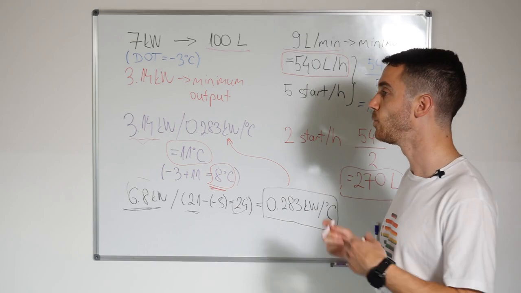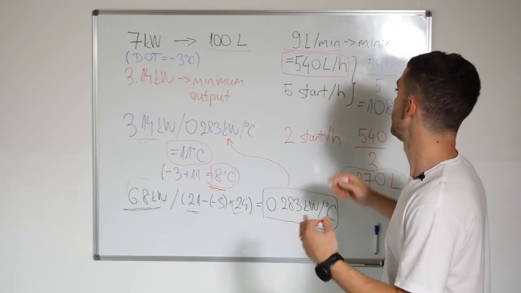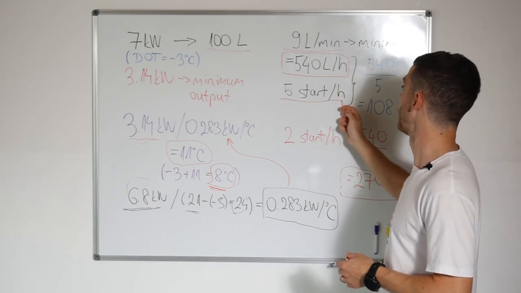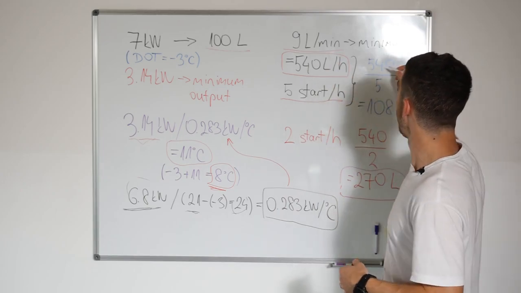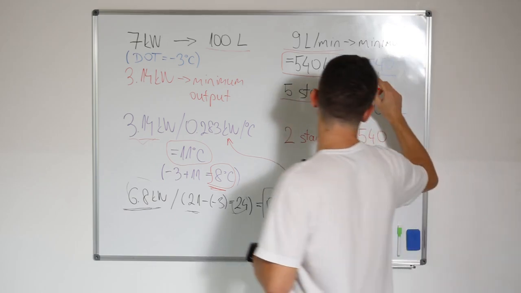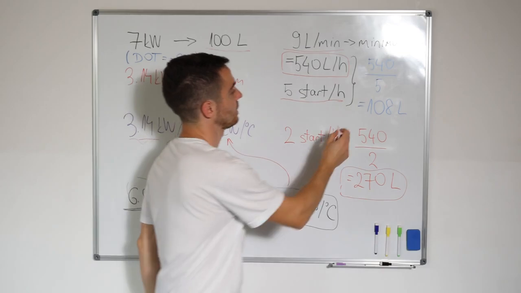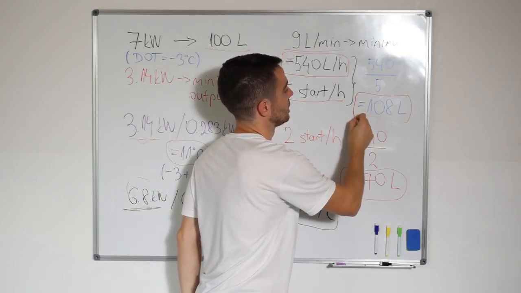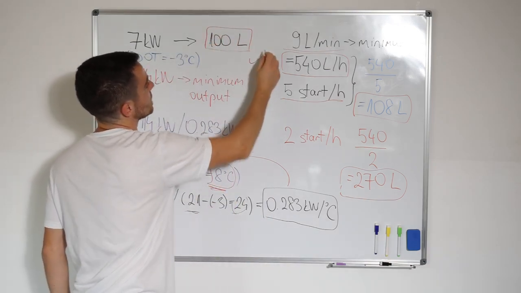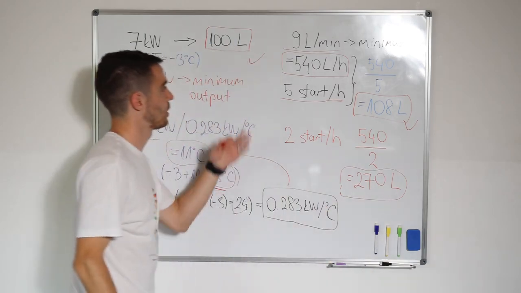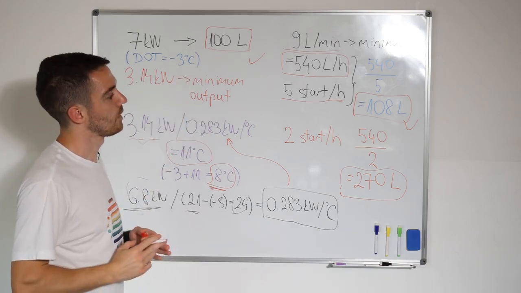So we have a flow rate of 540 liters per hour, and we want to ensure that our compressor will have 5 starts and stops per hour. So 5 times it will start each hour. We need to divide 540 by 5, liters per hour by starts per hour, and we have a volume of 108 liters. We have 100 liters, so it's fine. Our compressor could start 5 times per hour and we have enough volume.